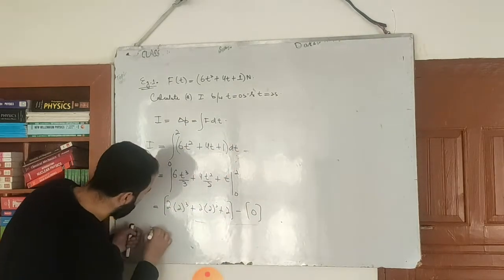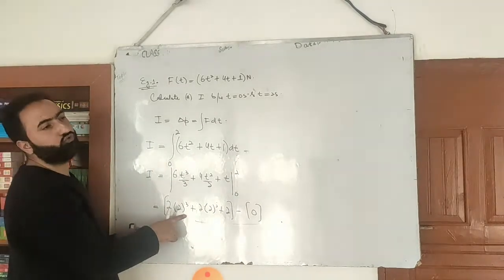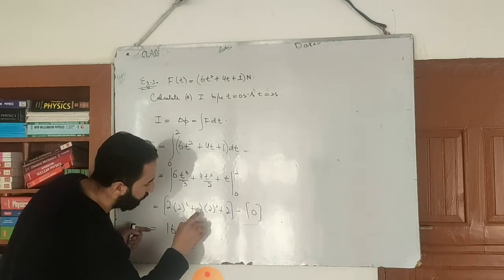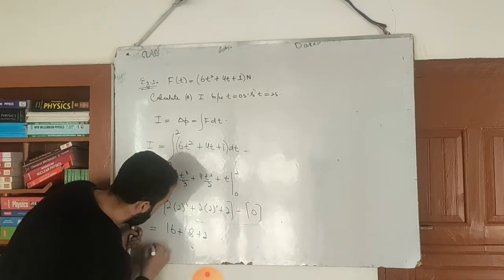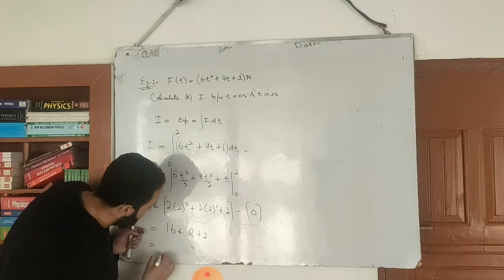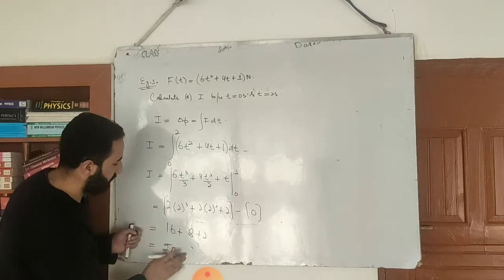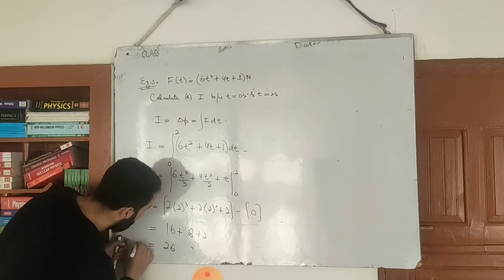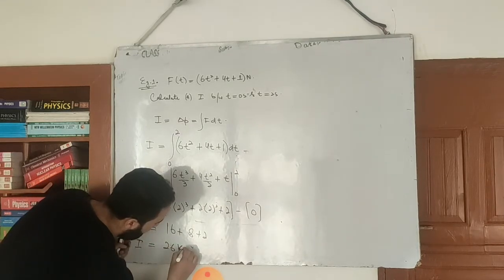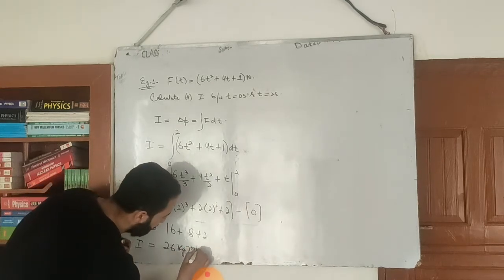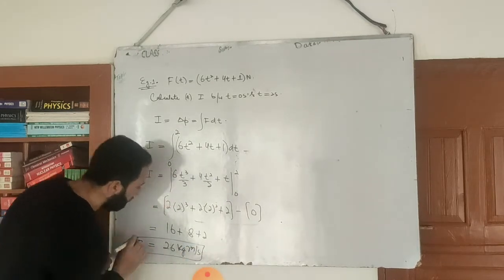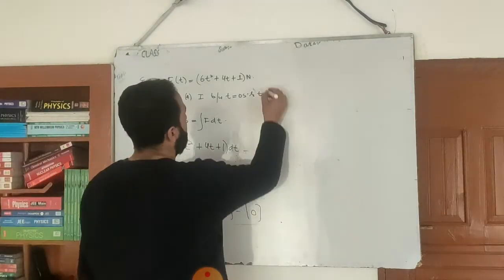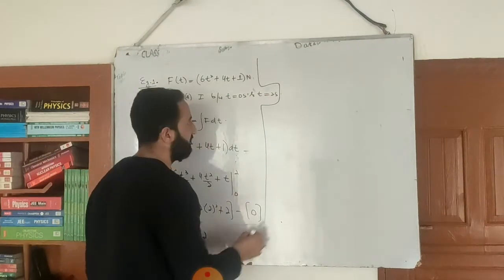So it will be equal to 2 cube is 8, 2 2s are 4, 2 4s are 8. 8 multiplied by 2 is 16. 2 square is 4, 4 2s are 8 plus 2. 8 plus 2 is 10, 10 plus 16 is 26, and its unit is same as that of change of momentum, kilogram meter per second. So this is the impulse. Quite easy. Okay. Next example.